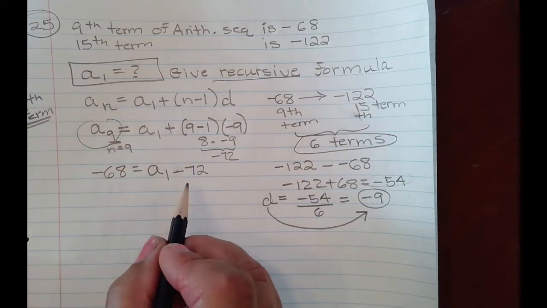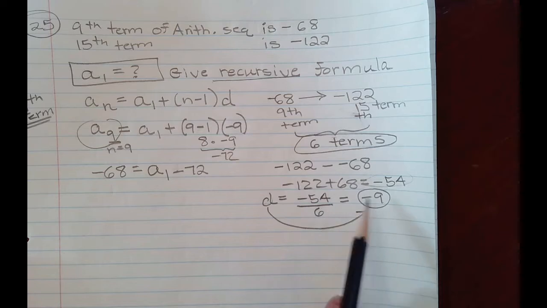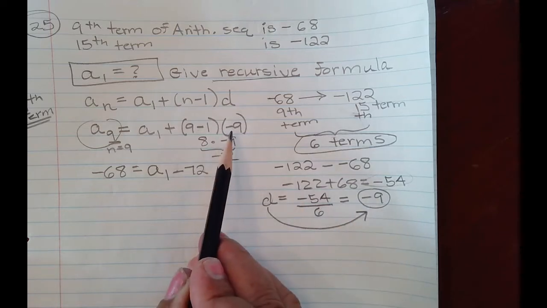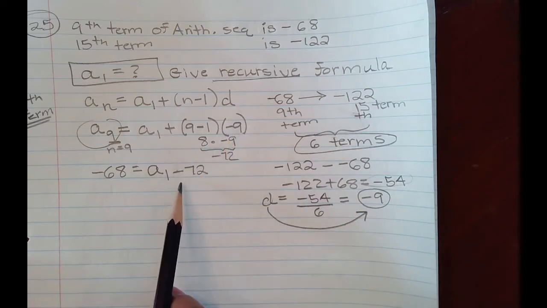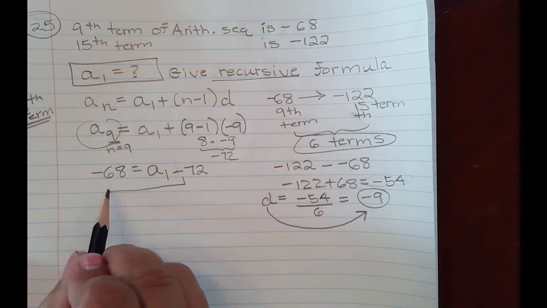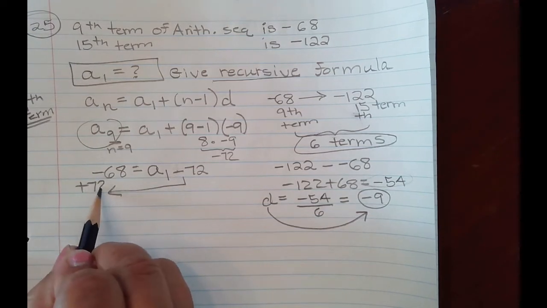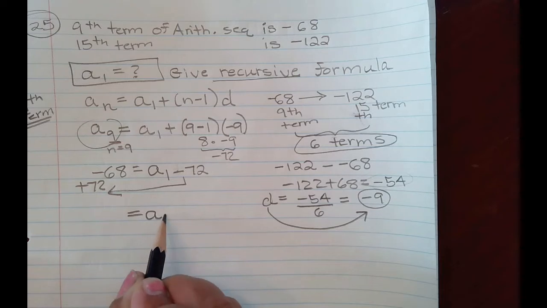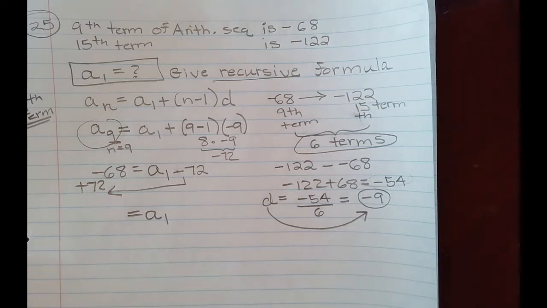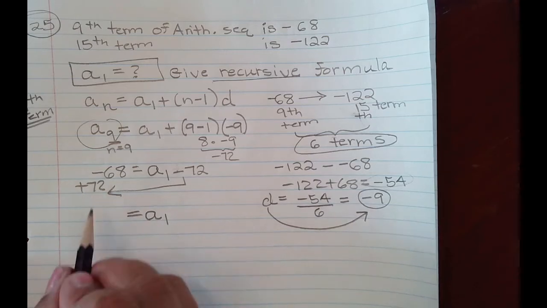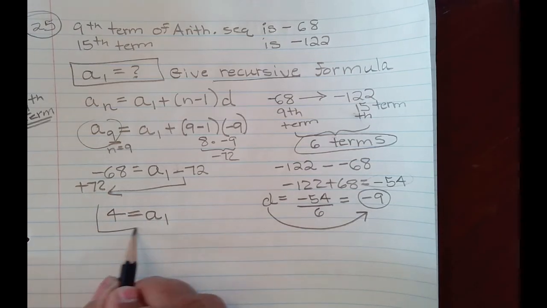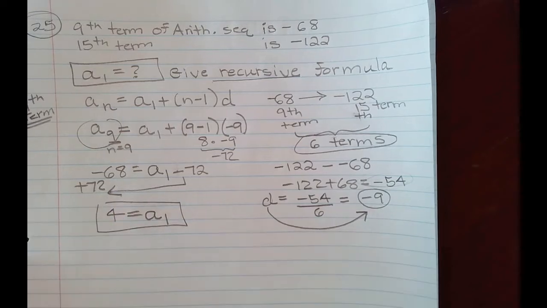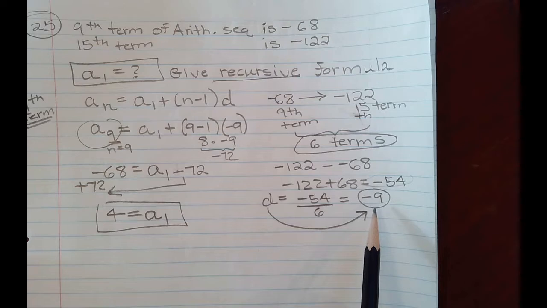So first let's finish this. I needed that D value that I found right now so that I could finish off this formula to create this equation. And now I'm going to add 72 to both sides. And I have a sub 1 is negative 68 plus 72, which is 4. So I've answered one of the questions, which is what is a sub 1? And now I'm going to answer this other question about giving a recursive formula.